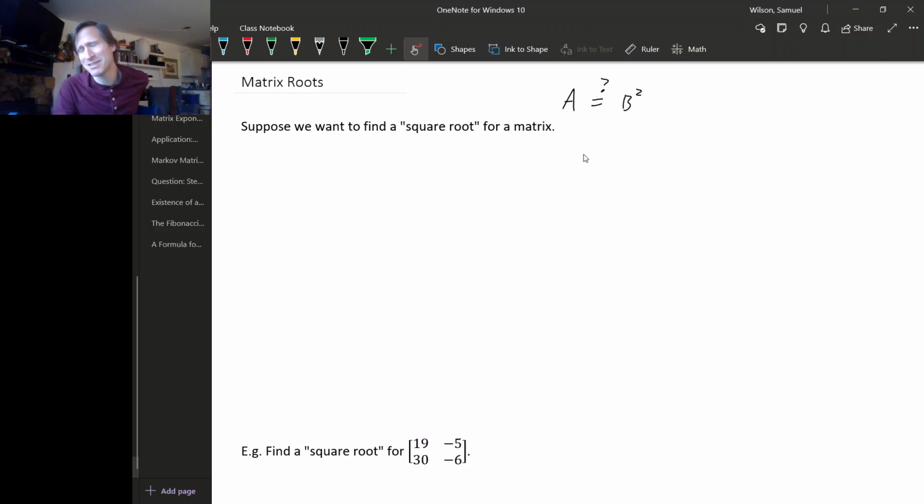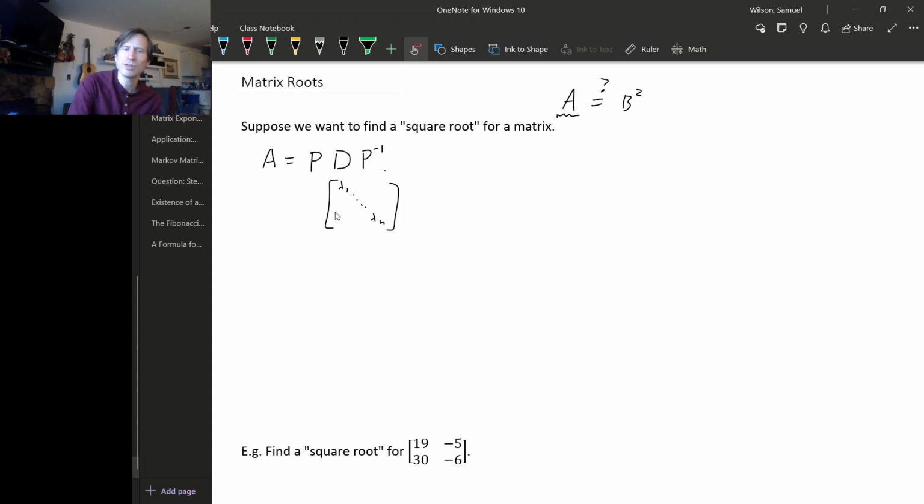In fact, it's impossible to answer this question in general, but what we could do is add some conditions on A to make it at least plausible that we could come up with a square root. One assumption we might add is to assume that A is diagonalizable. So let's suppose that A is diagonalizable. In that case, we can write A as some invertible matrix P times a diagonal matrix D times P inverse. And D, the diagonal matrix, just has the eigenvalues of A on its diagonal.